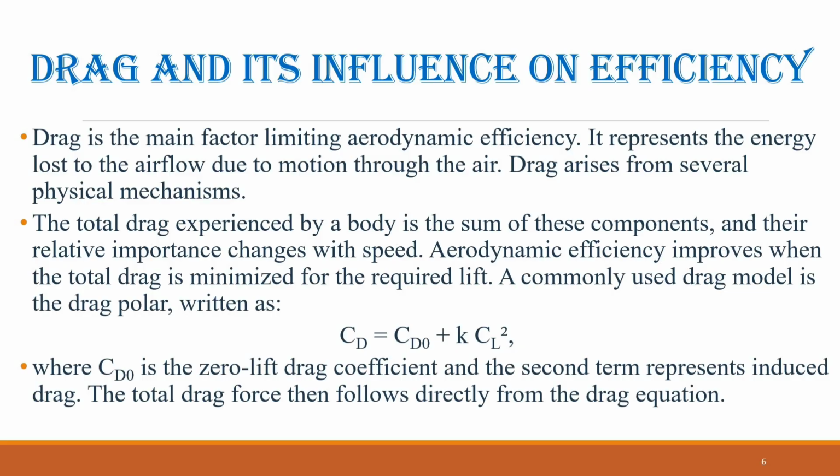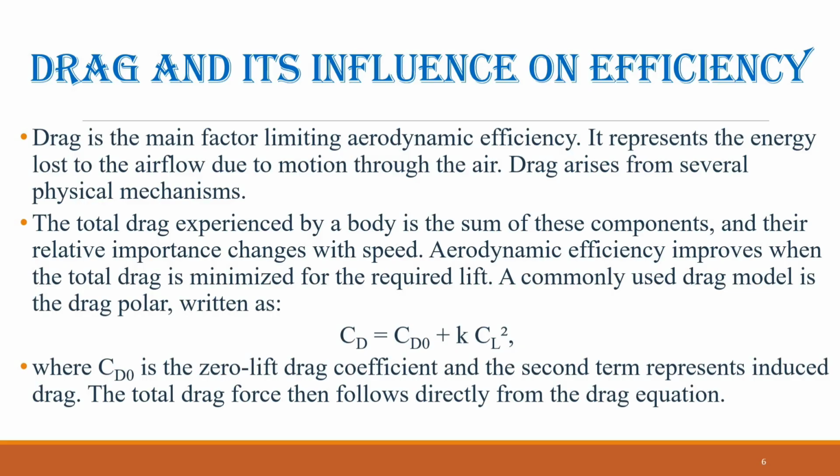Parasite drag comes from the shape of the body and the friction between air and surface, and it increases rapidly with speed. Induced drag arises as a direct consequence of producing lift and is strongest at low speeds. At high speeds, especially near or above the speed of sound, wave drag appears due to shock waves. The total drag experienced by a body is the sum of these components, and their relative importance changes with speed.